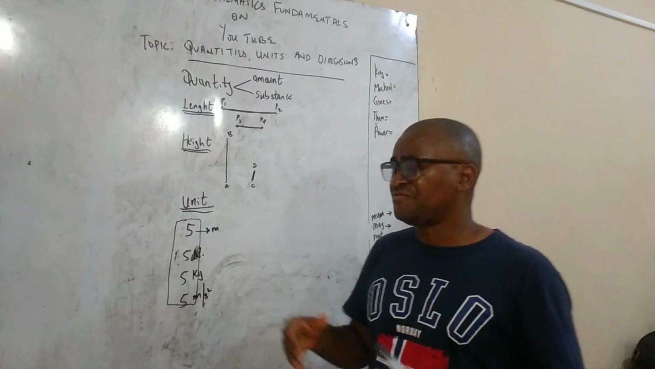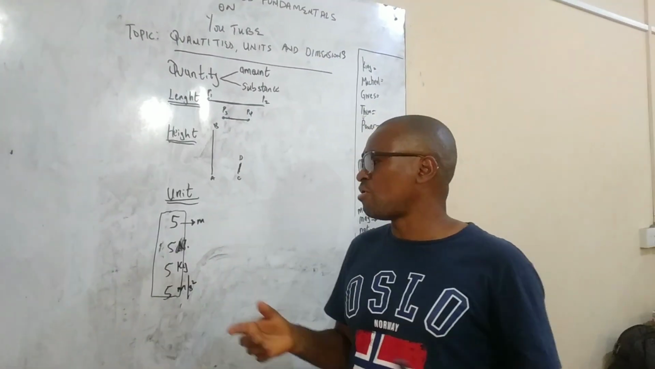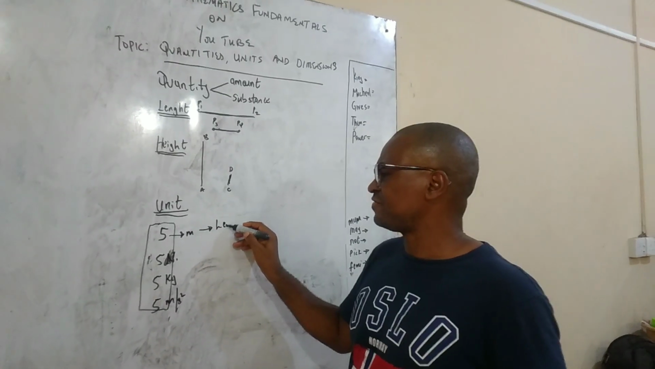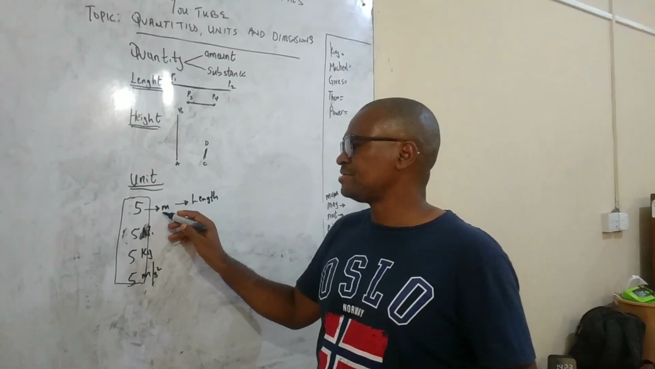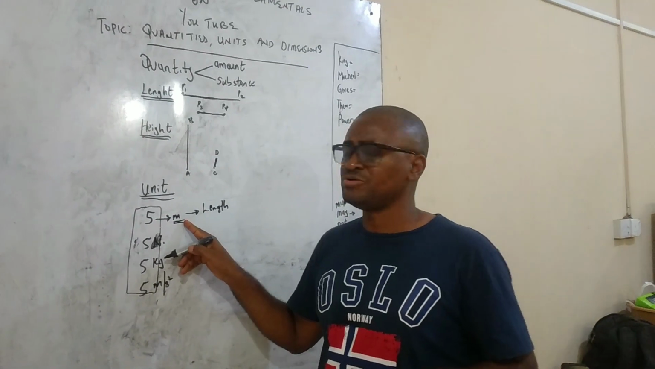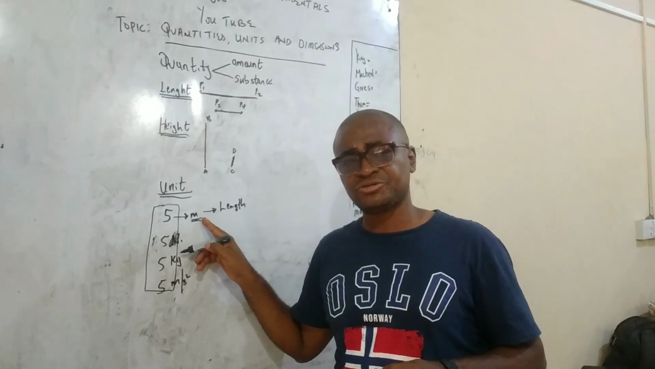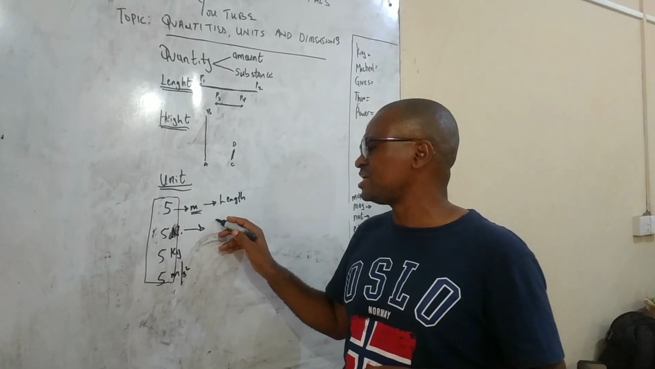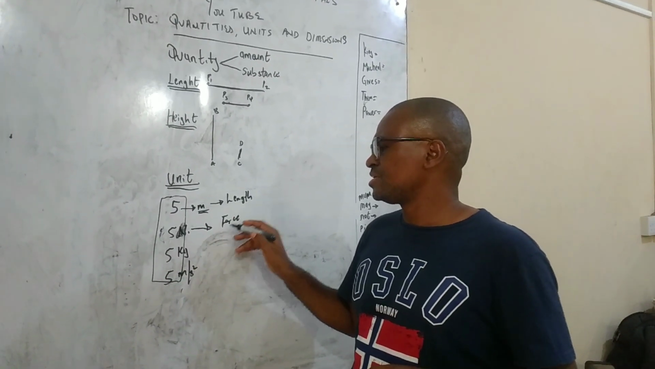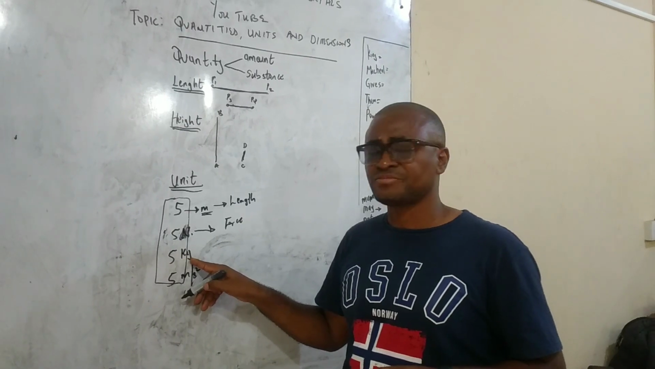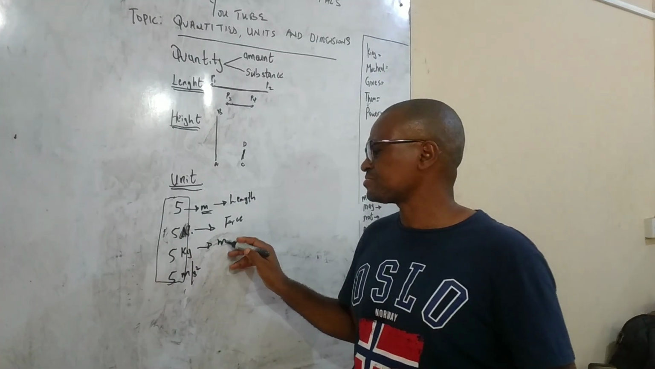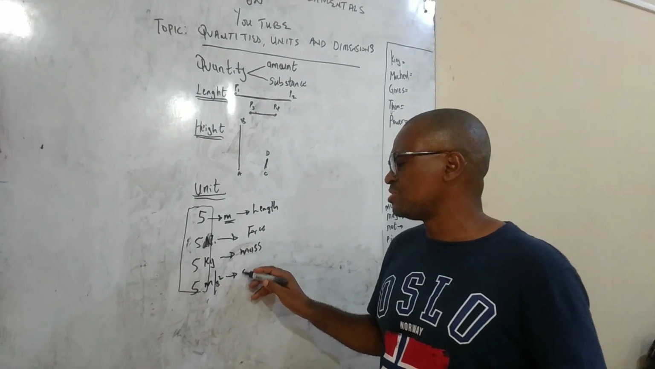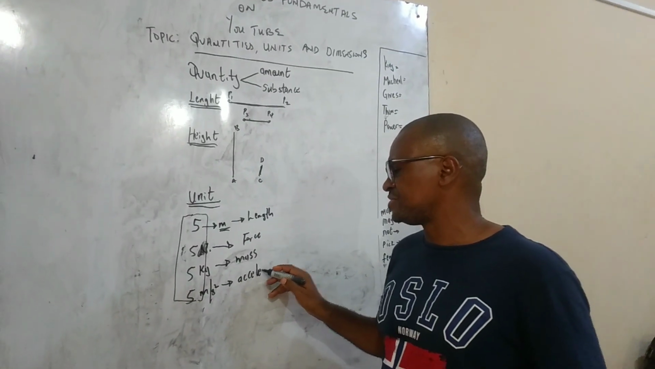Now, in physics, we have quantity that is called length. So the length is this first 5. Why? Because length is measured in a standard unit called meter. Then this Newton is referring to force. The kilogram is referring to mass. Then this 5 meter per second square is referring to acceleration in physics.